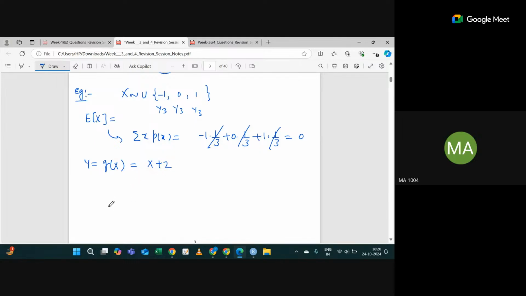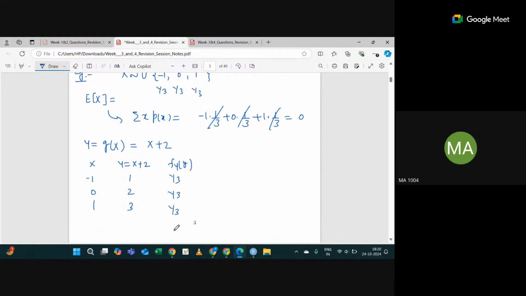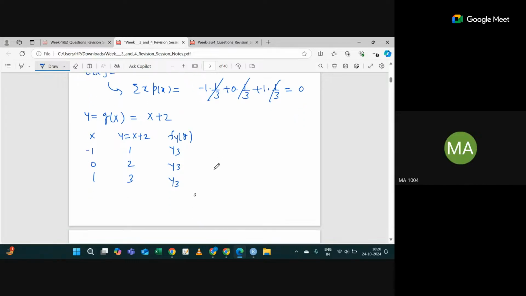So one way is, what will this be? x is what? -1, 0 and 1, right? Then what will be y equal to x plus 2? It will be -1 plus 2, that is 1, 0 plus 2, that is 2, and 1 plus 2, that is 3. These are the possible values for y, right? What will be fy of y? 1 by 3, right? The probability will be the same. Correct? Yes. Now, what will be the expectation of y here?